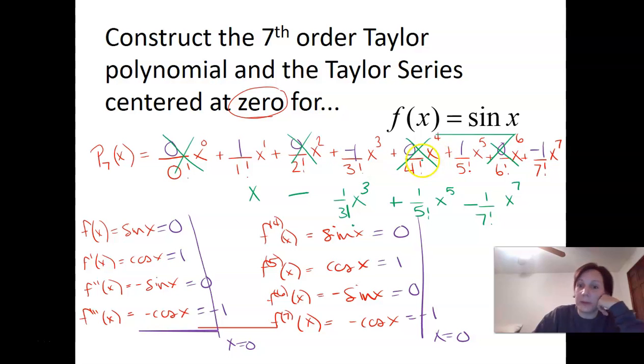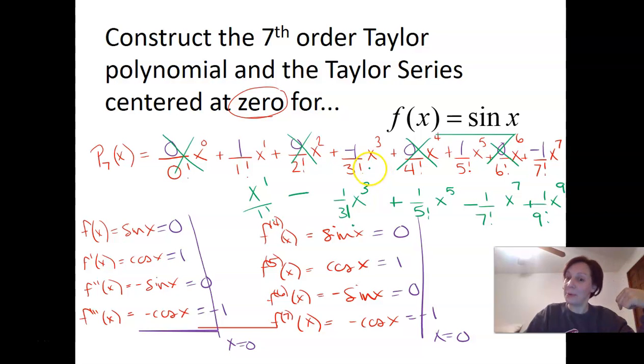And I'll bet you can guess what the next term is. Again, notice, I have all odd powers and I have alternating signs. My next term is going to be 1 over 9 factorial x to the 9th. The next term is going to be minus 1 over 11 factorial x to the 11th. And just like that, it took 4 minutes. I wrote an 11th order polynomial that mimics sine.